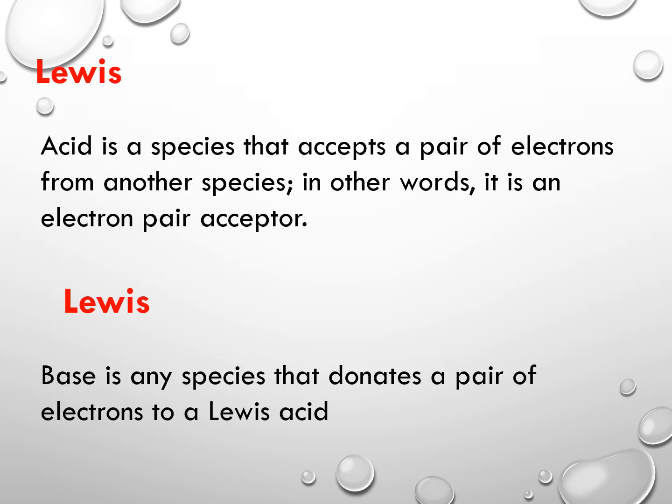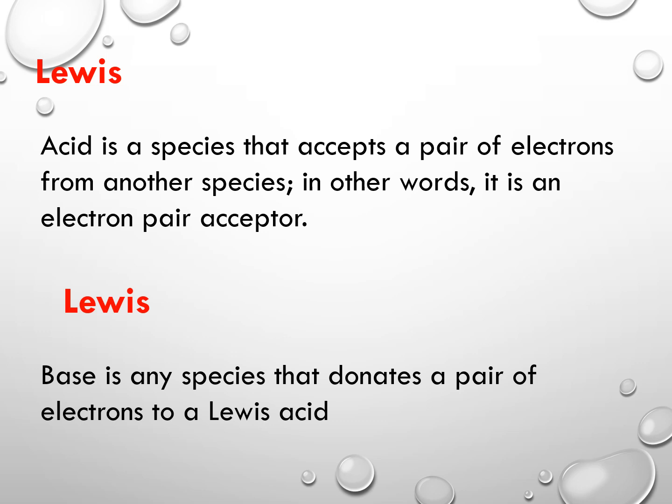Then the Lewis concept. The Lewis concept is the electron donor and acceptor system. An acid is the electron pair acceptor, and a base is the electron pair donor. According to Lewis in 1923, an acid is a substance that can accept a pair of electrons to form a coordinate covalent bond. A base is a substance that can donate a pair of electrons to form a coordinate bond.